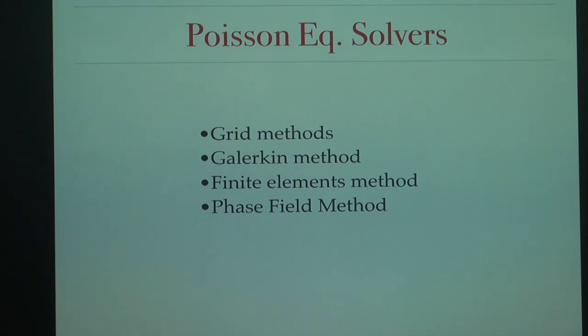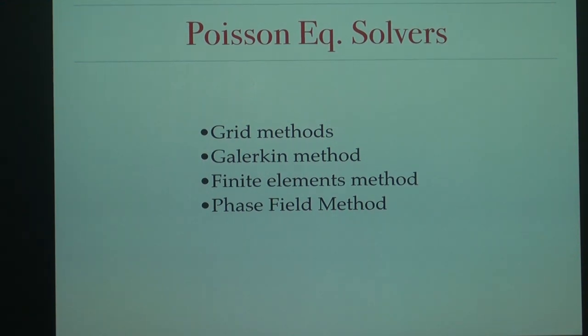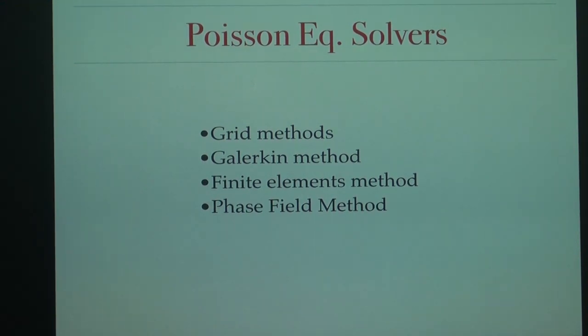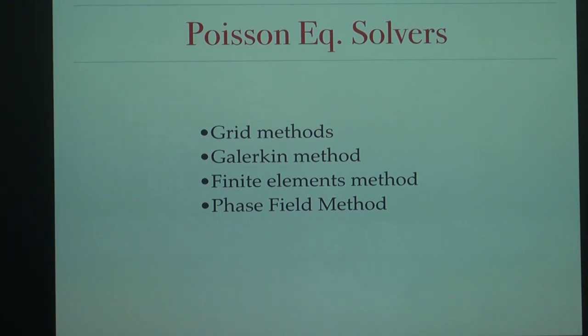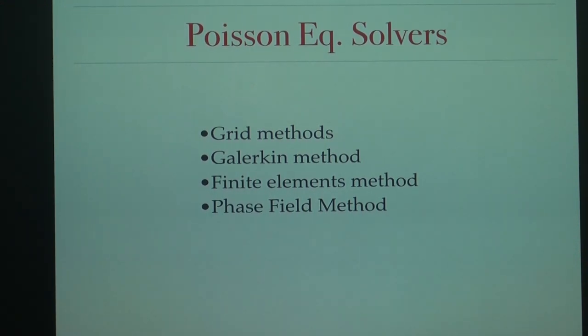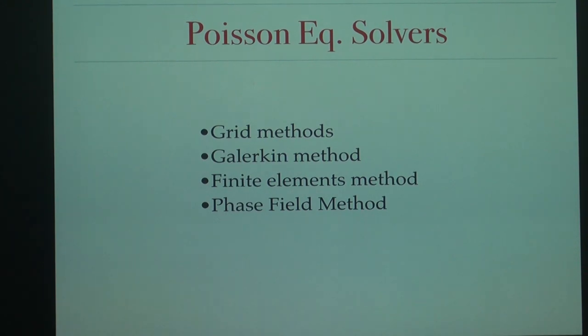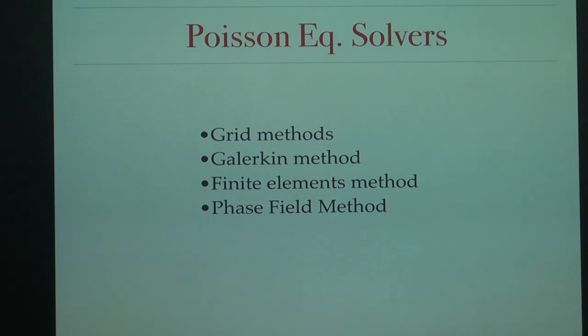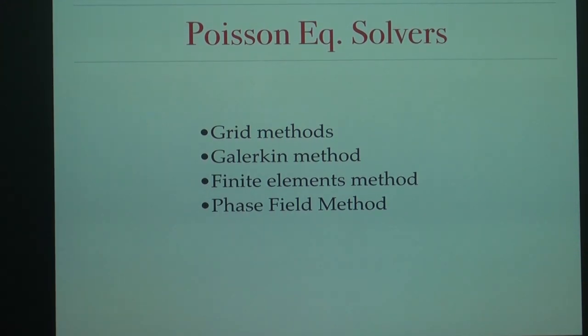Nowadays, the Galerkin method is a variational method which is used very often by people in engineering, in building houses. These mathematical architects use Galerkin methods very often. The very modern method is called the finite element method, which is an extremely powerful method of solving the Poisson equation.